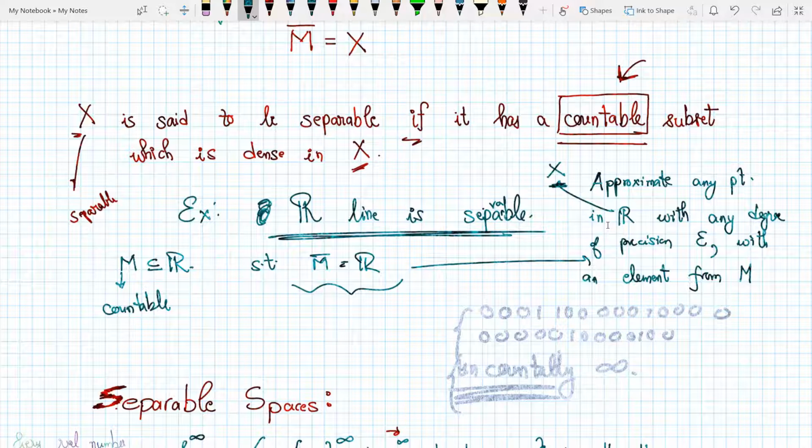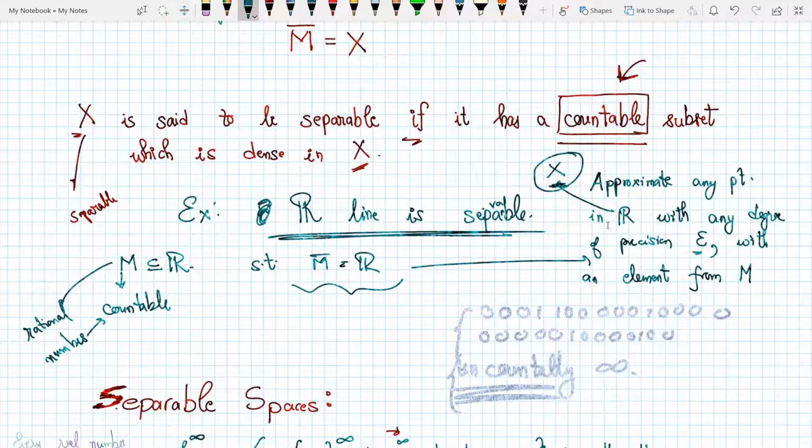And I know that this set of rational numbers is countable. Rational numbers are countable. This is analysis 0. And I can approximate any X, or any element in X, with any element from M with any degree of precision epsilon.